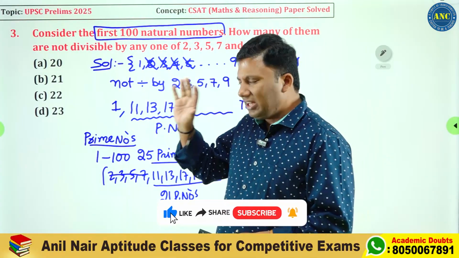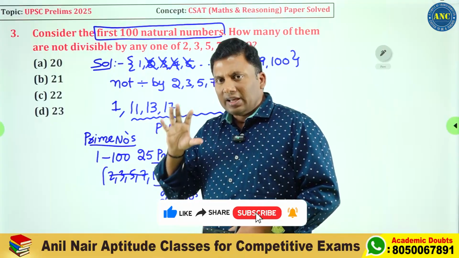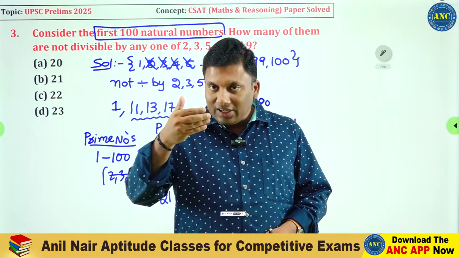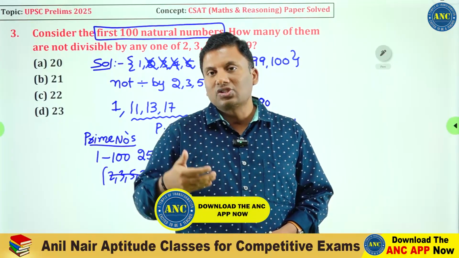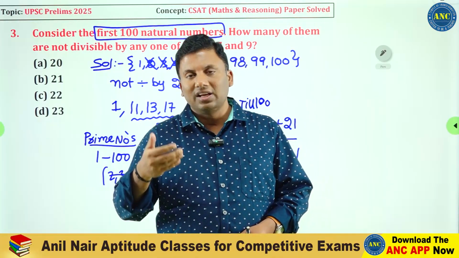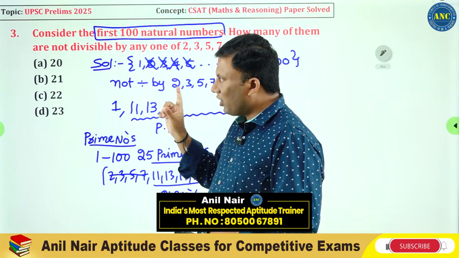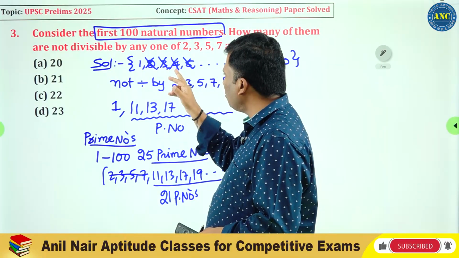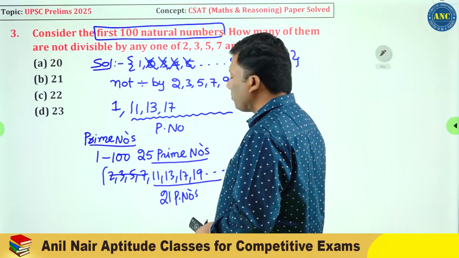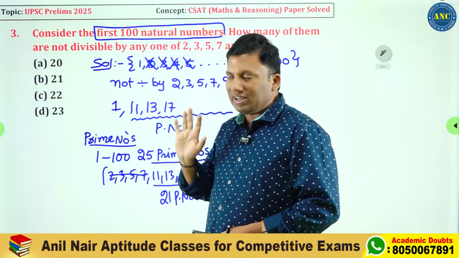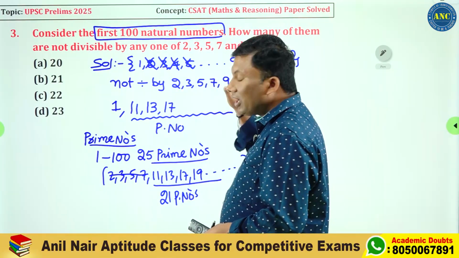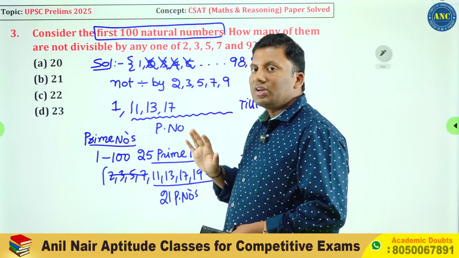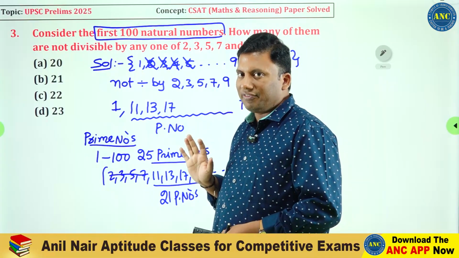Second time I am repeating it, in case any problem is not clear to you, I would recommend you watch the video again at a slower speed so that you will understand the hidden concept, right? First what I did, I considered the first 100 natural numbers, 1, 2, 3, 4, 5 and so on up to 100. That is the input present in the question. How many are not divisible by 2, 3, 5, 7 and 9?